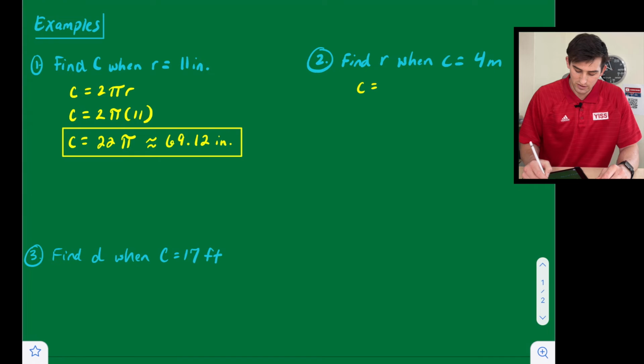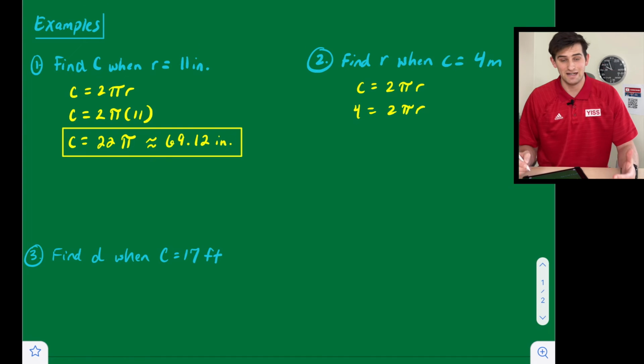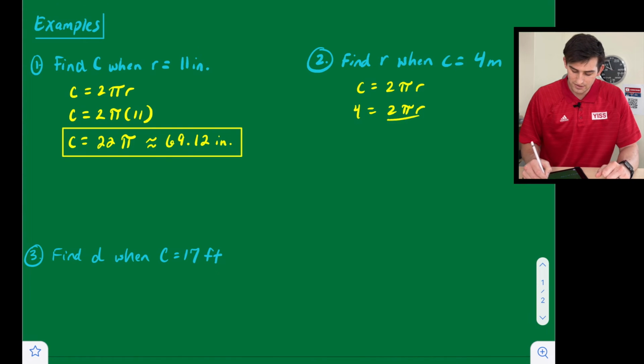Next one says find the radius when the circumference equals 4 meters. So I'm going to use the same equation, c equals 2 pi r, but now I'm going to plug in 4 for c. And I'm going to divide here. Let's just do one thing at a time. So let's divide by 2. So now we have 2 equals pi times r. And now let's divide by pi just so we don't get lost there. So now we have r is equal to 2 over pi.